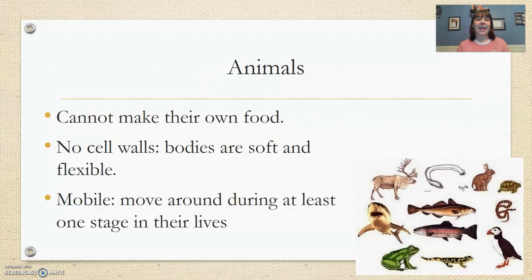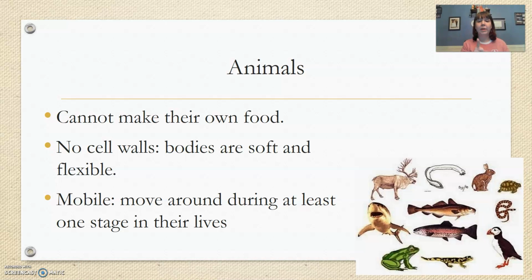All right, finally, let's talk animals. Animals cannot make their own food. They have to eat something else, whether that's a plant or whether it's another animal. They do not have a cell wall. They have a cell membrane. Their bodies are very soft and squishy and flexible. And they're mobile. They move around. Plants don't. Fungi don't. They stay in one spot. But animals, at least during one stage of their lives, will be mobile. They'll move around from one place to another.